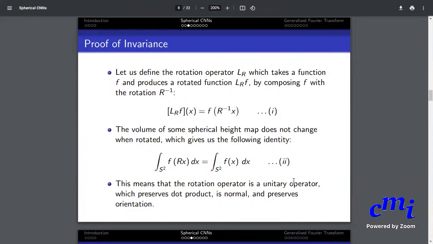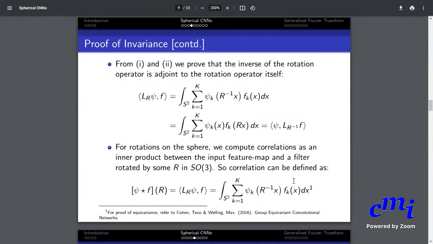Now also the volume of some spherical height map does not change when we rotate the sphere, which gives us the following identity. So essentially this integral calculates the volume of the spherical height, and regardless of whether the rotation operator is applied on X, the input, or not, the volume remains the same, so we get the identity. So this also means that the rotation operator is a unitary operator which preserves dot product, is normal, and perhaps preserves orientation as well.